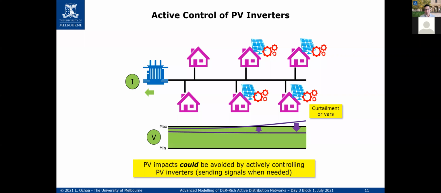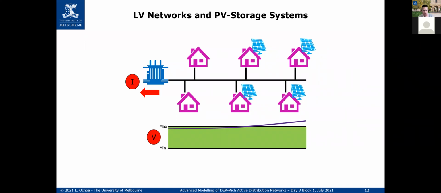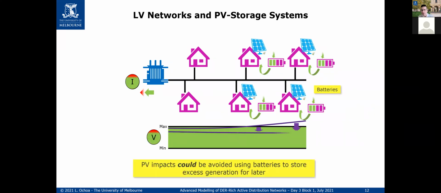Why cannot we just change the taps of the on-load changer in the primary substation? Well, we can do that as well. So what about storage? Well, the moment that you install the storage, why cannot we have a process by which storage could also help the network?